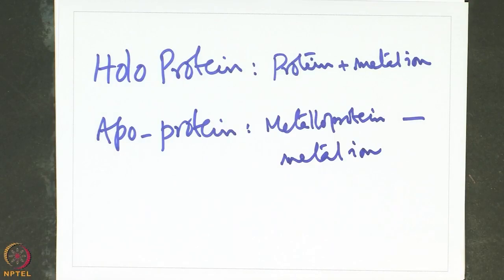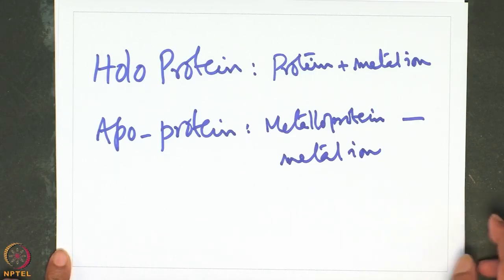I also mentioned to you, it's possible by using some kind of chelators, you can selectively remove the metal ion and then make the apoprotein. The other way, you can take the apoprotein, add the metal ion, and you can get the metalloprotein too. Okay, now let us look at the other aspect of it.